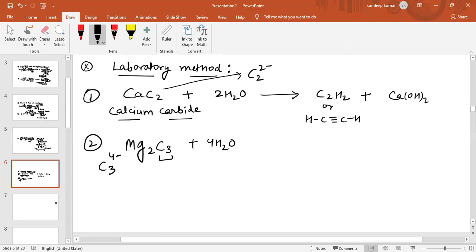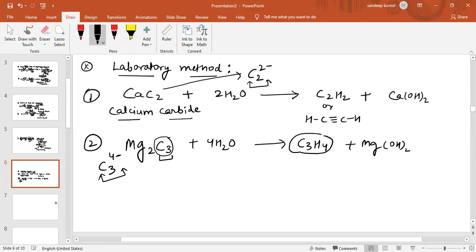Now see, this will convert into an alkyne of 3 carbon atoms, while the other converts into an alkyne of 2 carbon atoms. So the product obtained in this case is C3H4, plus the byproduct magnesium hydroxide. No need to balance the reaction. If you write the structural formula of this compound, it will be CH3-C≡CH. So this is obtained as the product.